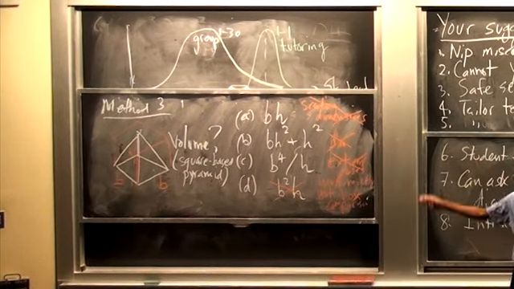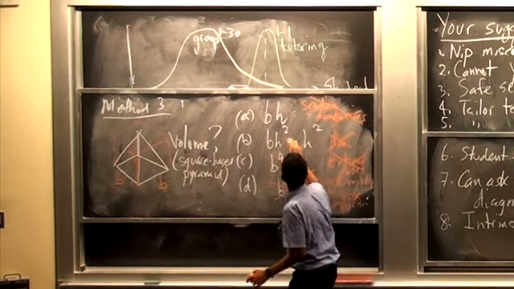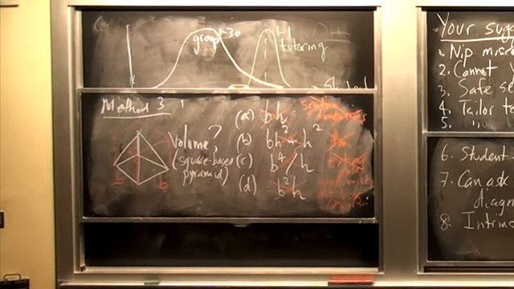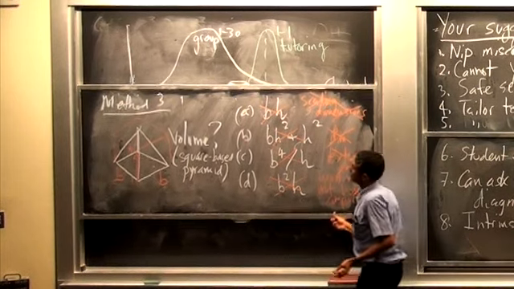Okay, so now let me cross this guy out, and this guy out, and that guy out. So what do you conclude from that? They're all wrong. So here's another multiple choice question.